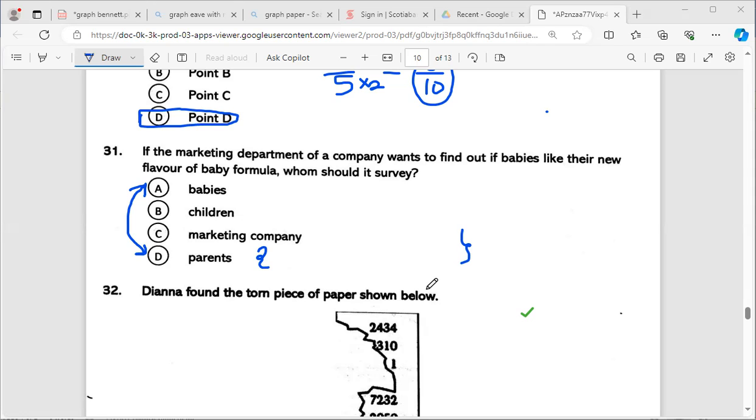So everybody, we're going to leave this one. We're going to end this one. My teacher said it was also parents. Yeah, some people still say babies also.